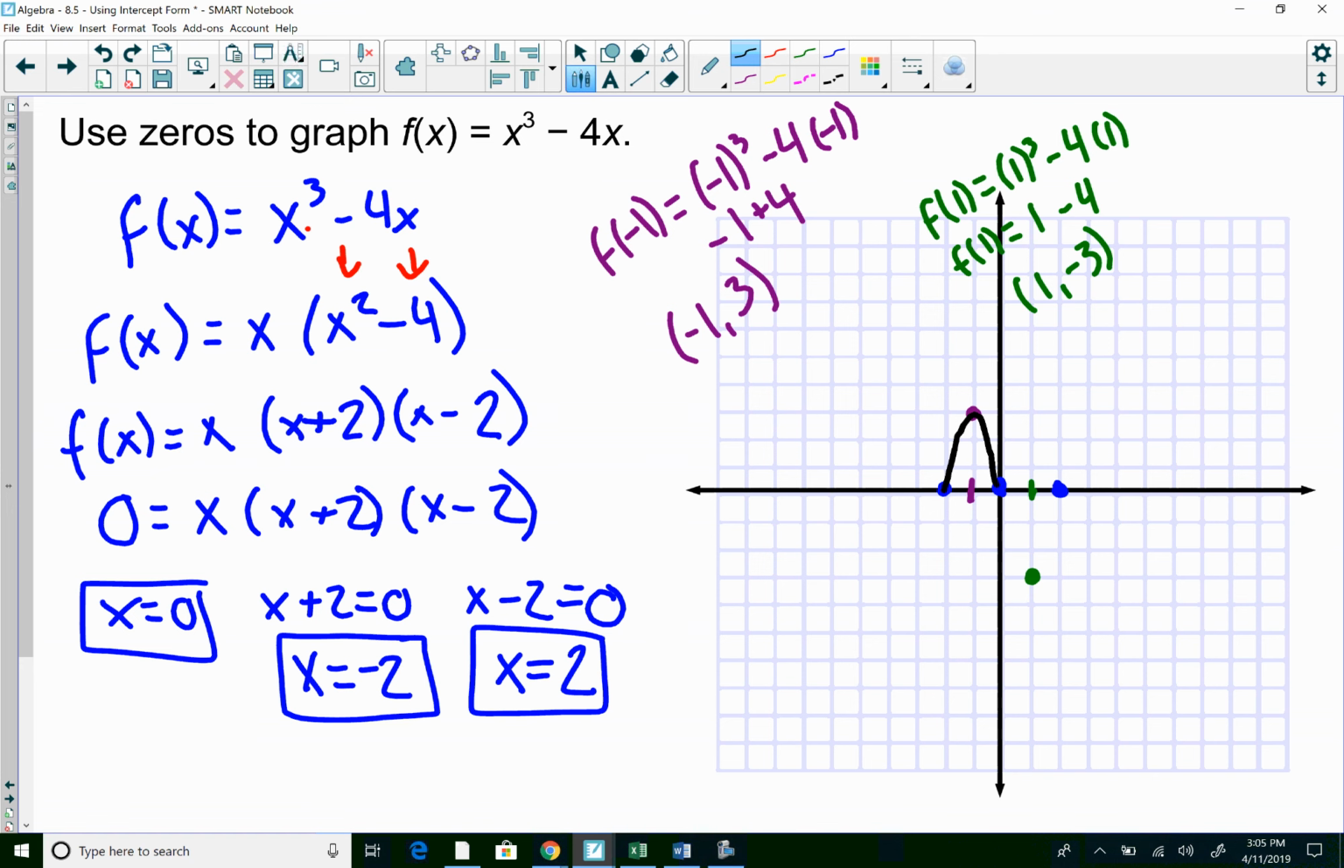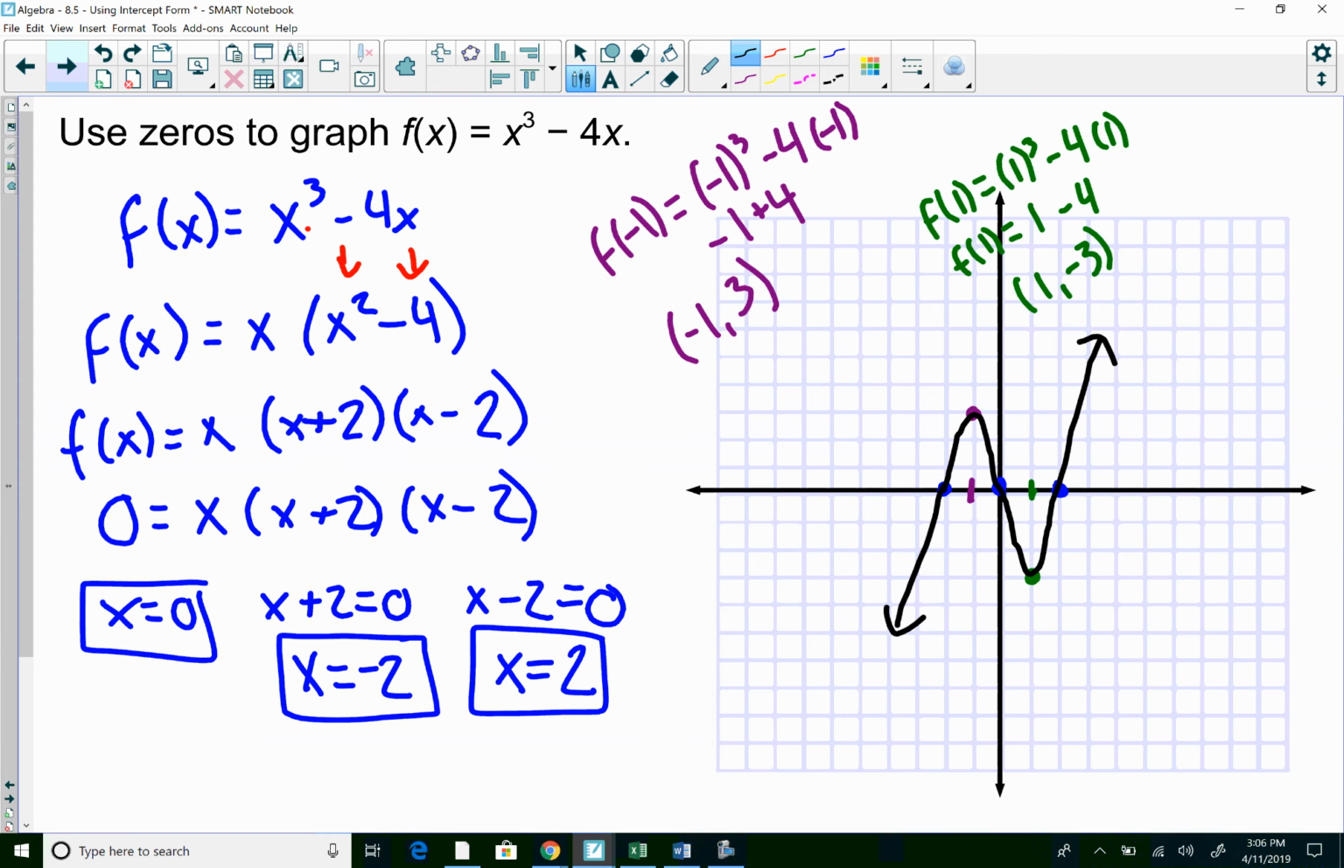It's going to come back down through the x-axis, or through the origin, I should say. It's going to come back down and go back up. And it's going to continue. I'm going to continue this one off to the left. So there's the graph of our cubic function. All right.